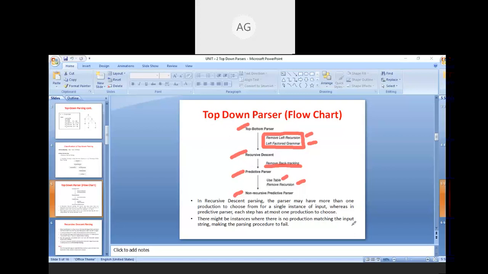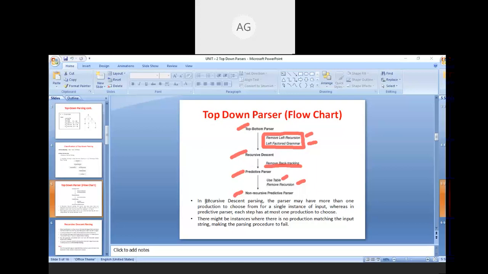Just as you already know in the NFA and DFA, in the DFA it is deterministic. You can only have one state from the other state. There is no choice, but in the NFA or non-deterministic finite automata there is a choice with every transition.